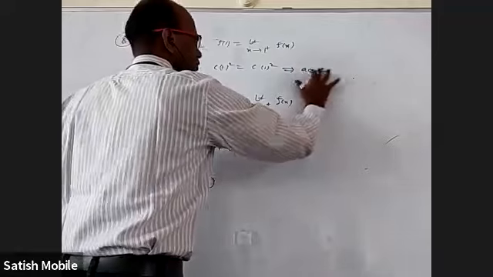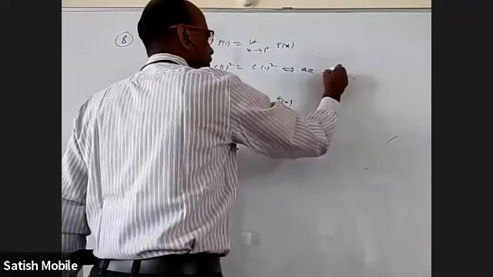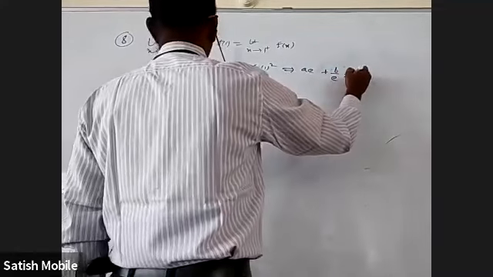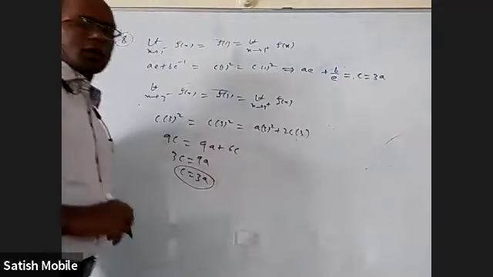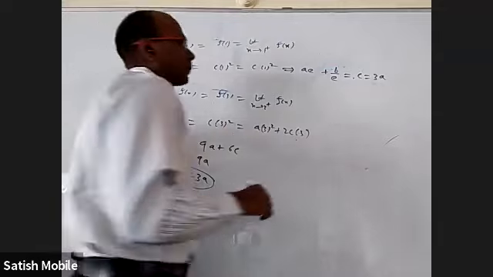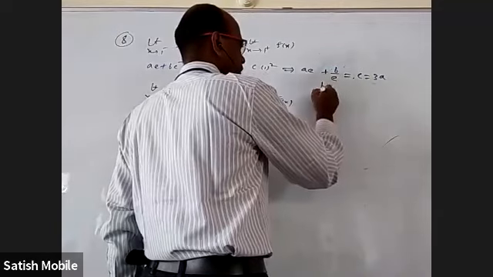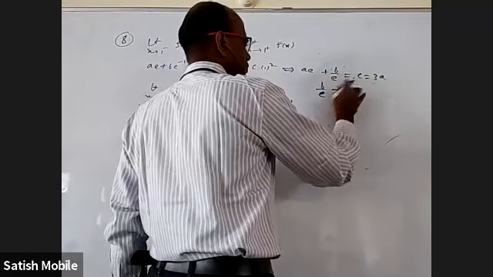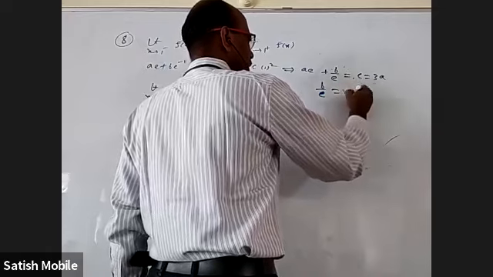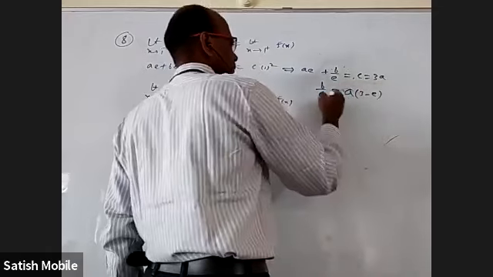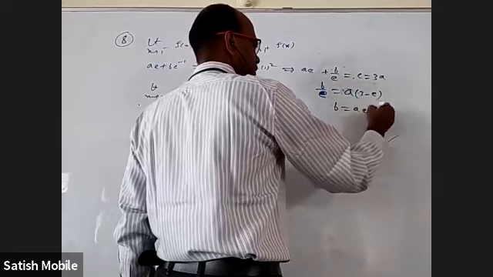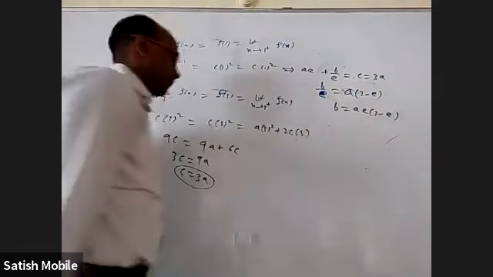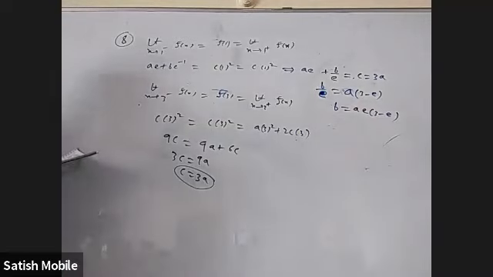ae plus b by e is equal to c, and c is equal to 3a. Now I can find what is b in terms of a. b by e is equal to a into 3 minus e, and b is equal to ae into 3 minus e. Leave it at that. Now they want f dash 0 plus f dash 2.